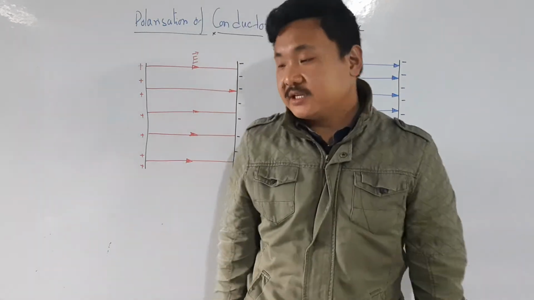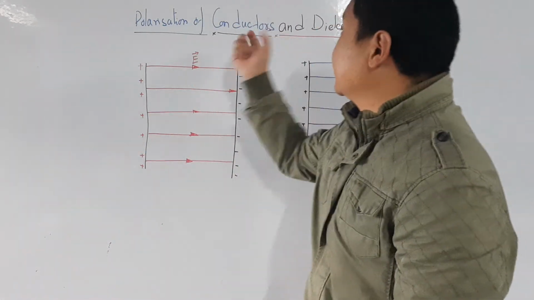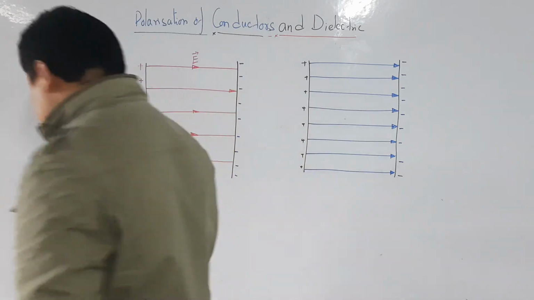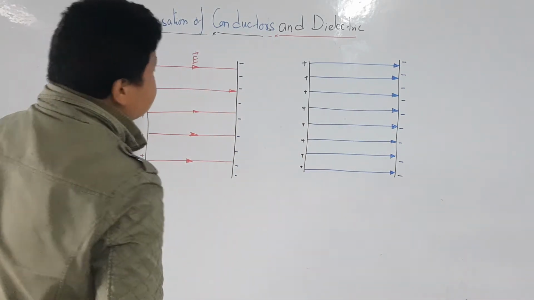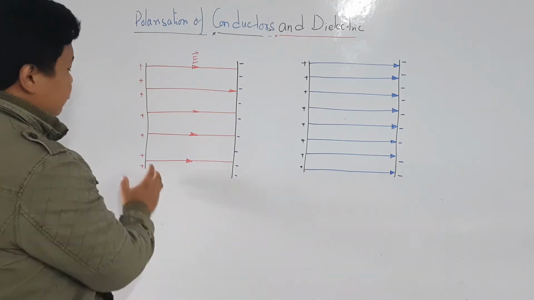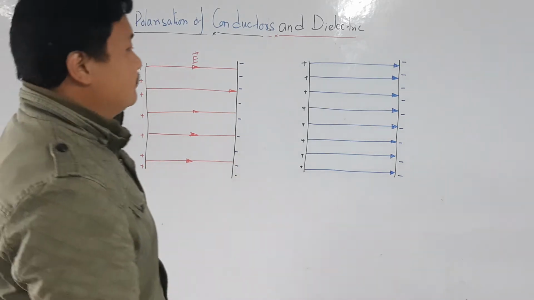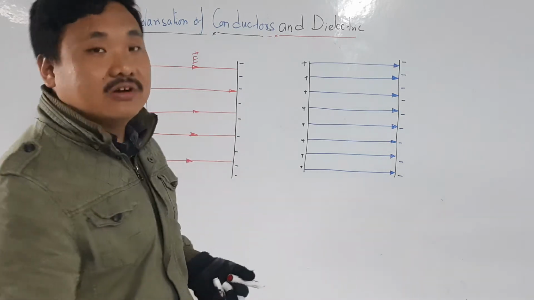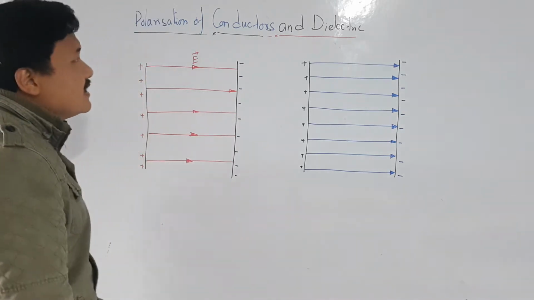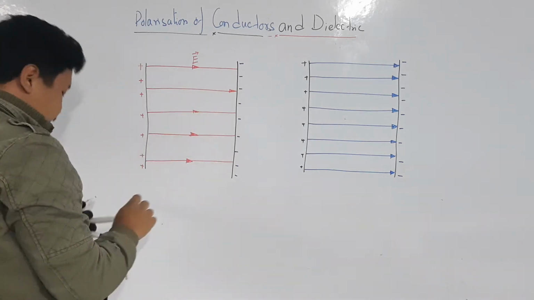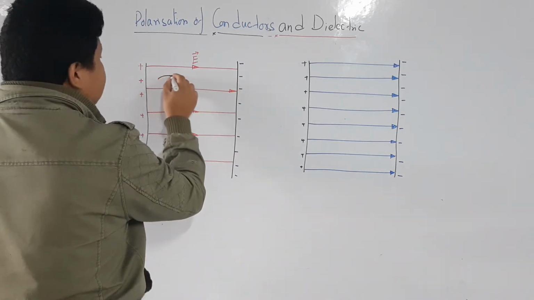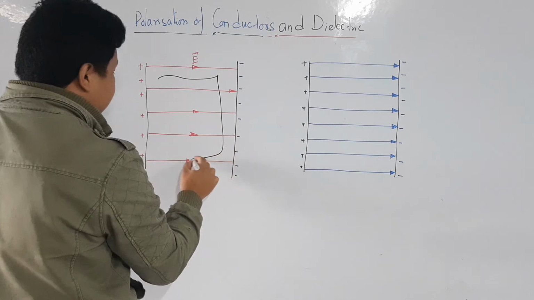Now, let me go to the polarization of conductors and dielectric. I have considered this positive plate and negative plate, in which the electric field is going from the positive plate to the negative plate. So this is my uniform electric field. Now, let me put the conductor into this field. First of all, I will place a conductor here like this.